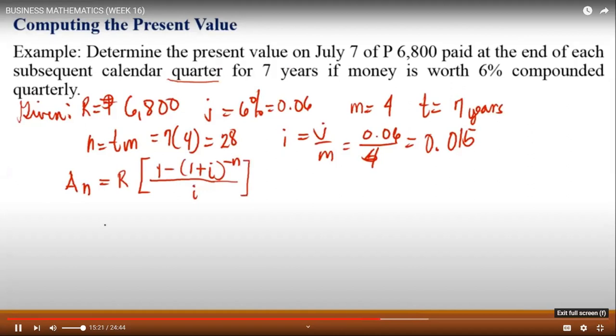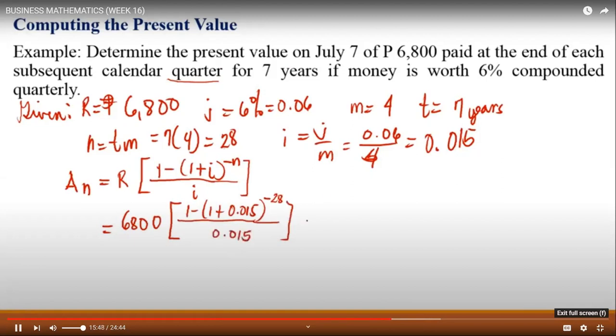So substitute lang natin yung mga given. This is 6,800 times 1 minus 1 plus 0.015 raised to negative 28, yung value ni n, over 0.015. So, continue lang yung calculations natin. This is 6,800 times the value of this one, which is 22.72671671.